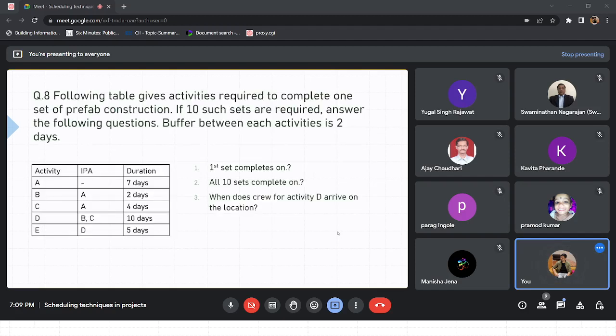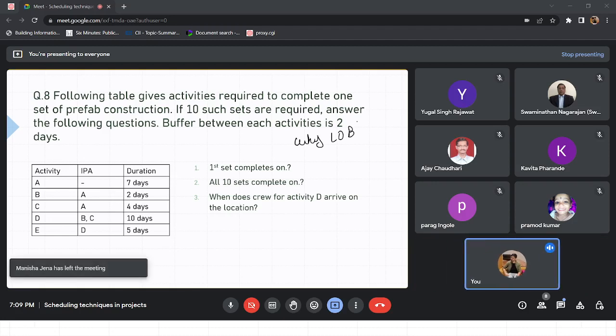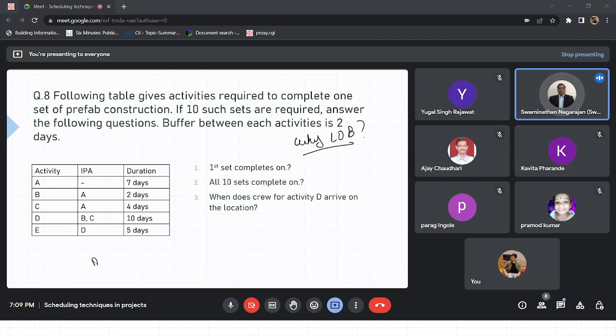So my question, why LOB? We were used to making one set, and now we have to make 10 such sets. Why line of balance? If you want to know when the second or third one starts and ends, how will you do it?